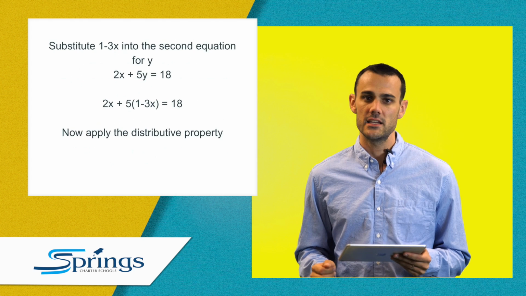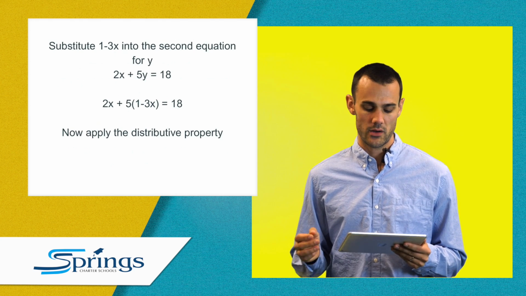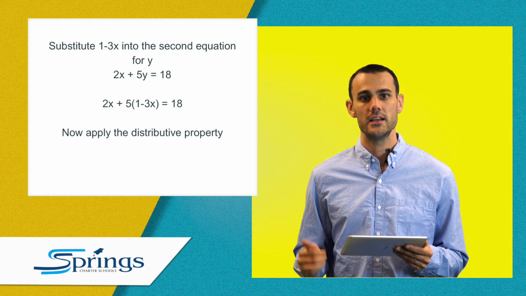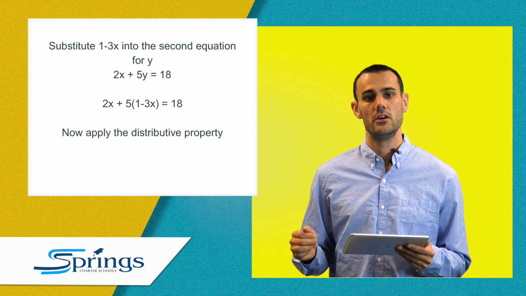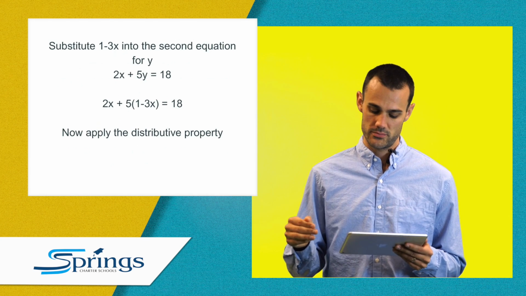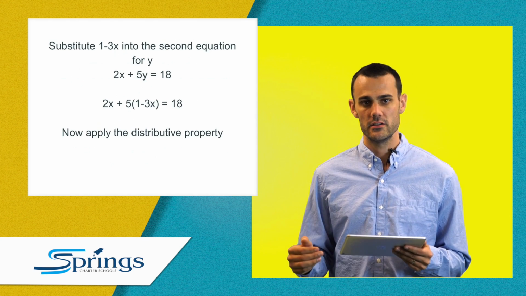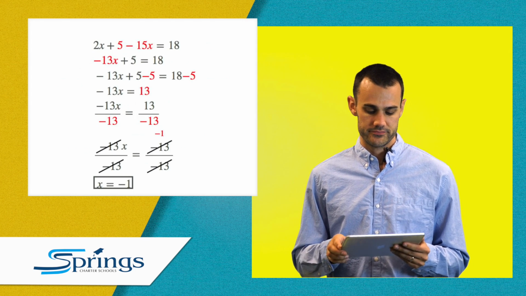So the second equation was 2x plus 5y equals 18. And now when I substitute what we got, 1 minus 3x, into our equation, it looks like this: 2x plus 5(1 minus 3x) equals 18. Now we need to use the distributive property here to get rid of those parentheses. And we're going to do so on the next screen.